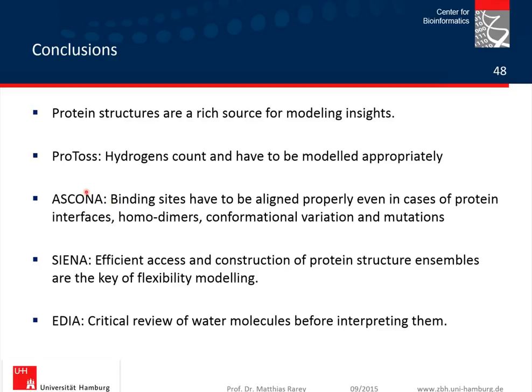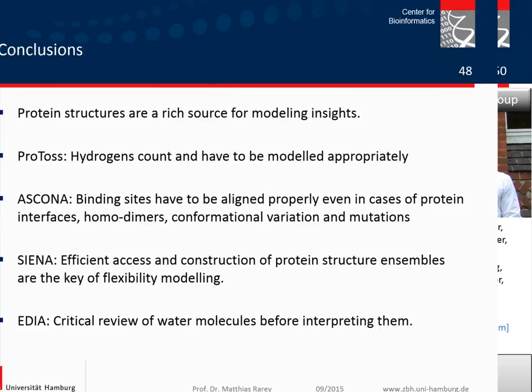Yeah, and so today I presented 4 tools for you. Protoss for hydrogen bonding and for hydrogen placement, for tautomerism, doing all these things right. ASCONA and SIENA, which help you to collect all this information, work with flexibility, create ensembles of structures and learn from them. And the EDIA value, which helps us to look at the water molecules, which are so important in many situations of drug design, but where we really have to do a critical review whether they are available in the structure or not.